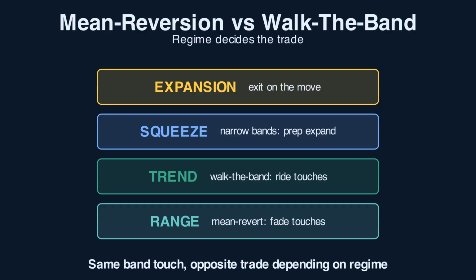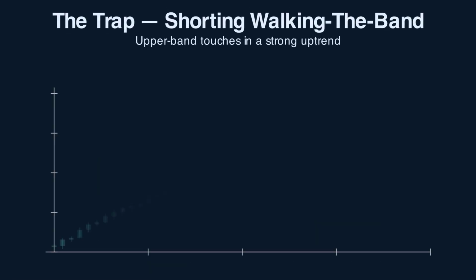In a trend, clear higher highs and higher lows, price walks the band. The upper band becomes dynamic resistance that gets repeatedly touched without reversing. Shorting those touches loses money. In a squeeze, bands compress together, you have neither regime, you have a pending breakout, and the trade is the expansion that follows. Watch this in a synthetic strong uptrend.